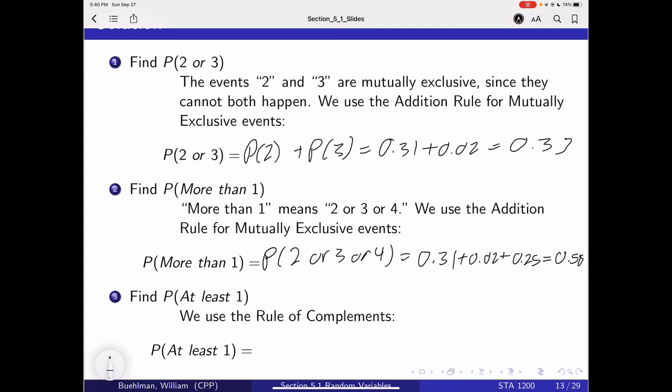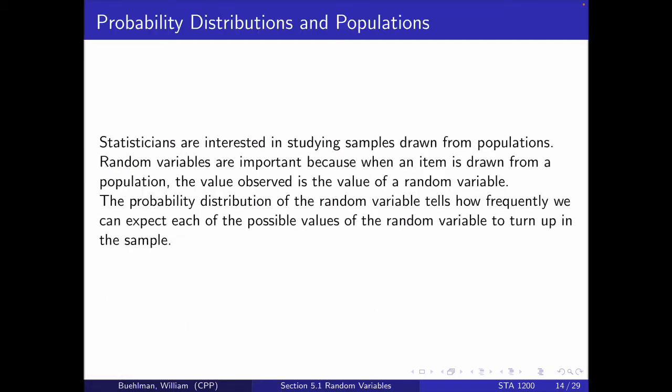And finally, at least 1. So here we're going to use the rule of complements. The complement of at least 1 is that 0 missed their appointment. So remember, the rule of complements says it's 1 minus the probability of the complement, which is the probability that 0 missed their appointment, which is equal to 1 minus 0.27, which gives us 0.73. So the probability that at least one person misses their appointment is 0.73.